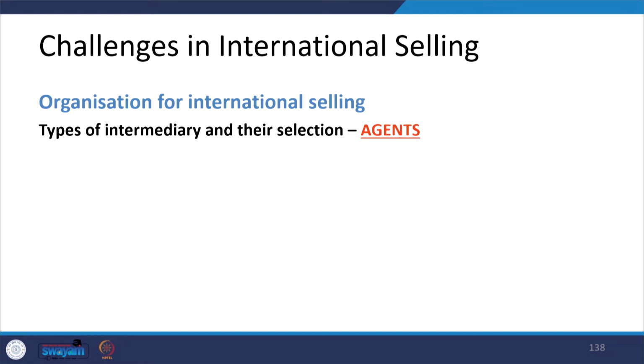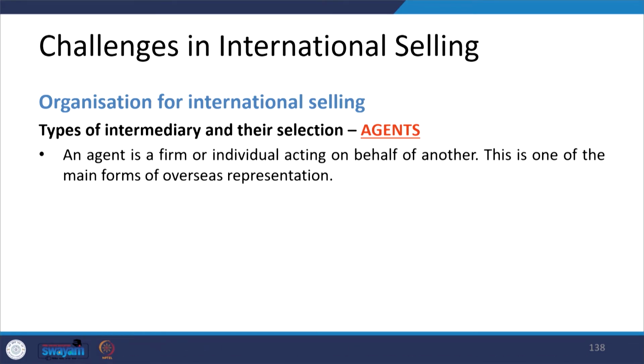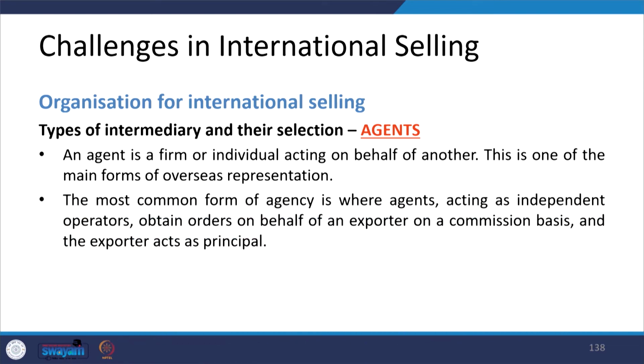There are three different types of intermediary we are going to look at, how to go about selection, and what the challenges are if you are going with that particular kind of intermediary. The first type of intermediary or channel we have is appointing agents. An agent is a firm or individual acting on behalf of another. This is one of the main forms of overseas representation. The most common form of agency is where agents, acting as independent operators, obtain orders on behalf of an exporter on a commission basis, and the exporter acts as a principal. That's how agents work.